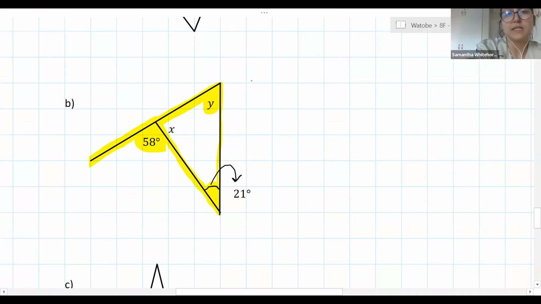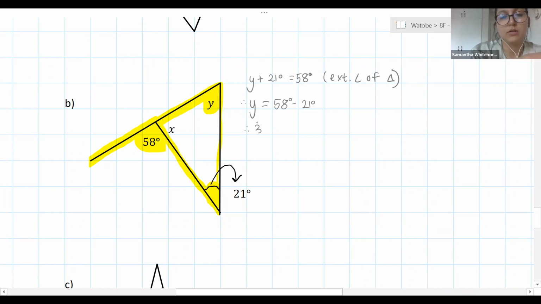And so what that means is I can set up an equation. Y plus 21 degrees is equal to 58 because of exterior angles of a triangle. And so now I can solve for Y. That means I will subtract 21 on both sides, which is, oh golly, sorry. Y is equal to 37 degrees. So now I know that that is 37 degrees.